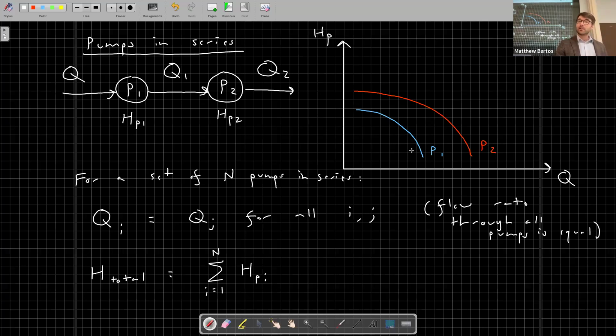So looking back at our set of pump curves here, let's say we want to draw the equivalent pump curve for these two pumps operating in series. How would we add these two pump curves together to get our new pump curve representing our two pumps acting in series, based on these two rules here?